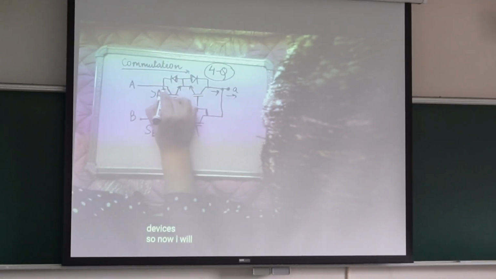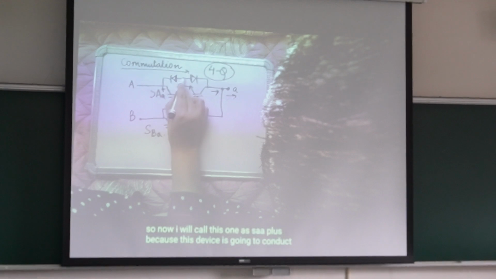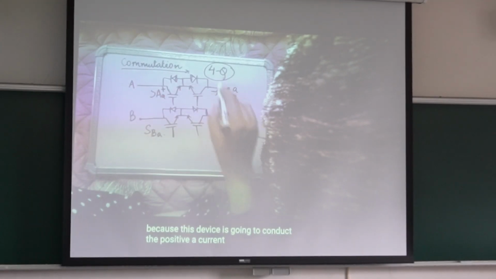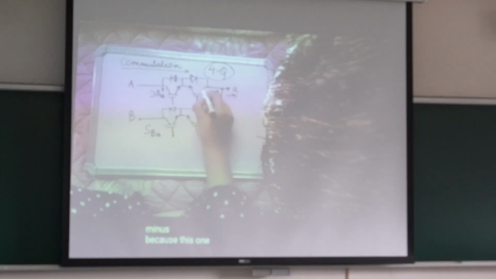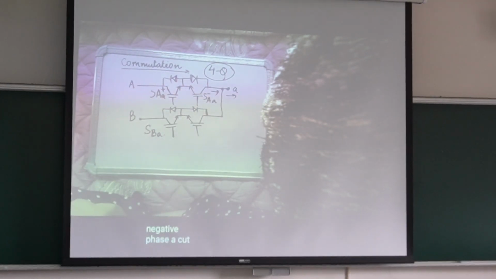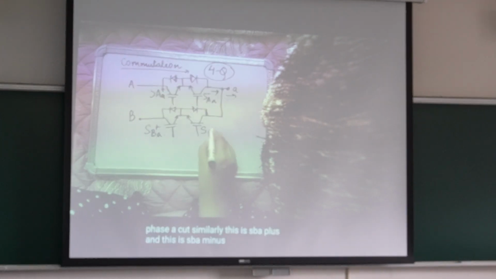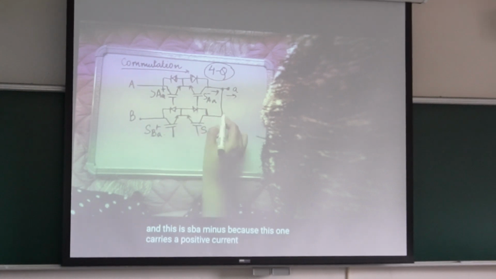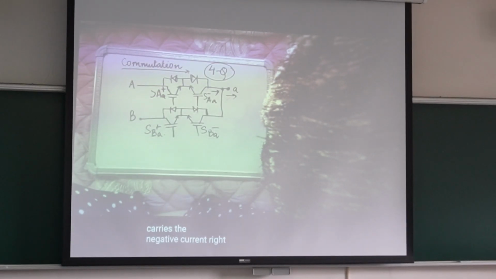So now I will call this one SAA plus, because this device is going to conduct the positive phase A current, and this one I am going to call SAA minus, because this one is going to conduct the negative phase A current. Similarly, this is SBA plus and this is SBA minus, because one carries positive current and the other carries negative current.